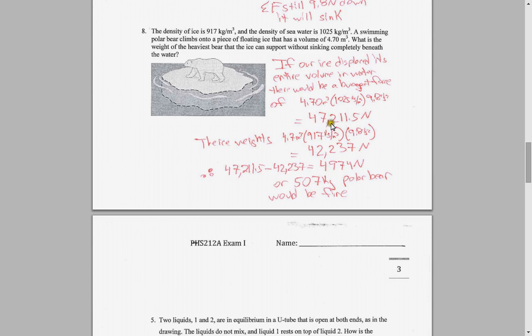I get 47,211.5 newtons. But the ice itself only weighs the volume of the ice times the density of ice times g, 42,237 newtons. So the heaviest polar bear could be the difference between the two. So 4,974 newtons. I guess I did say weight. I could also figure out that the mass would be 507 kilograms.